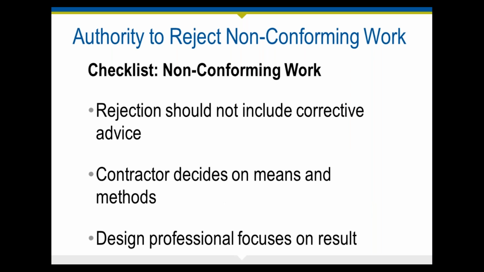When you're rejecting non-conforming work, your rejection should not include corrective advice, because at that point, if you're telling the contractor what the solution should be, then you are indeed owning that particular solution. And if there are issues involved with that, then you could be roped into those claims. So always make sure that that piece of the rejection does not include corrective advice. We have seen cases where that has led into claims that were very difficult to resolve. Finally, obviously, the contractor decides on means and methods, and you, as a design professional, should focus on the result.